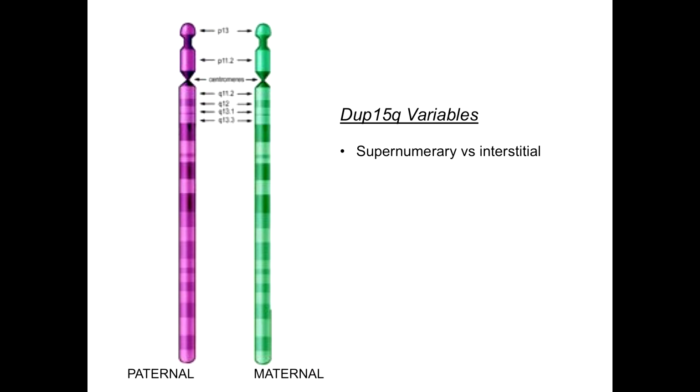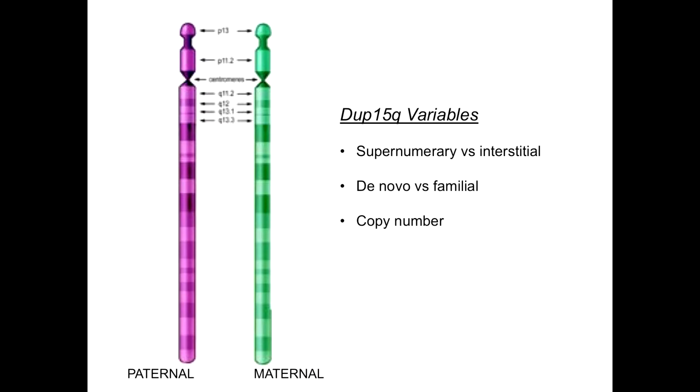Or is the extra genetic material embedded within one of the existing 15? So supernumerary versus interstitial. We have to think about de novo versus familial. The supernumeraries are virtually always de novo. We don't know of cases where they're not de novo, but some of the interstitials are familial.